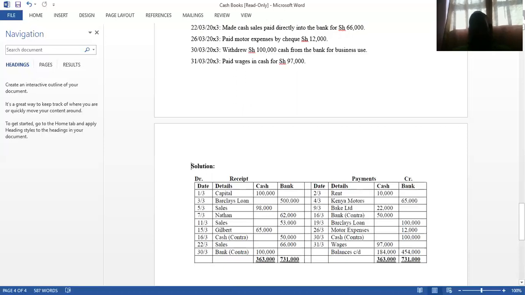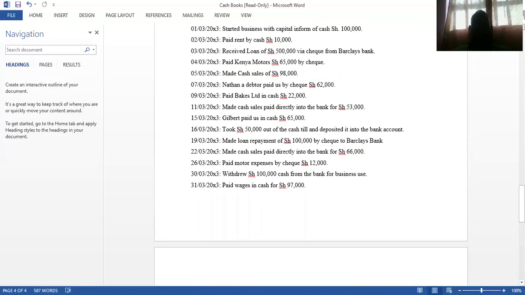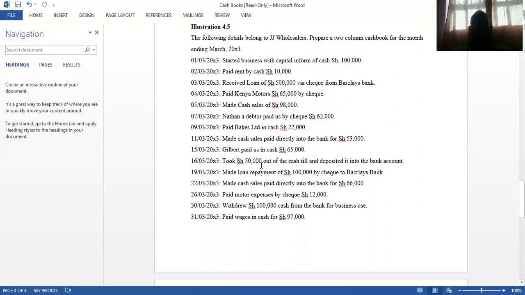I want to draw your attention to this transaction on 16th. On 16th, we took 50,000 out of cash and deposited it to the bank. That kind of a transaction is known as a contra entry. A contra entry transaction is a transaction that affects cash and the bank at the same time. Money is taken from cash and deposited in the bank of the same business. That kind of a transaction is a contra entry, and it's going to affect both sides.